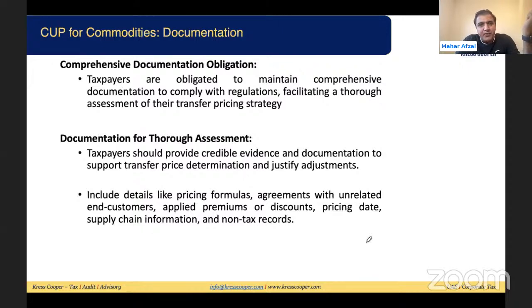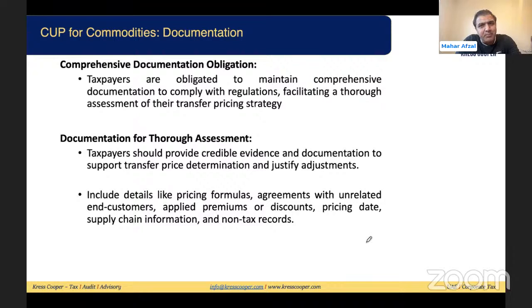Documentation is required, as Ms. Faiza has already highlighted, that we need to maintain the documentation. It doesn't matter whatever method you are applying, but whatever method you apply, you need to have the documents. Okay, the documents for the CUP will be like you need to maintain pricing formula, agreement, end user, applied premium, discount, pricing date, supply chain information, non-tax record.